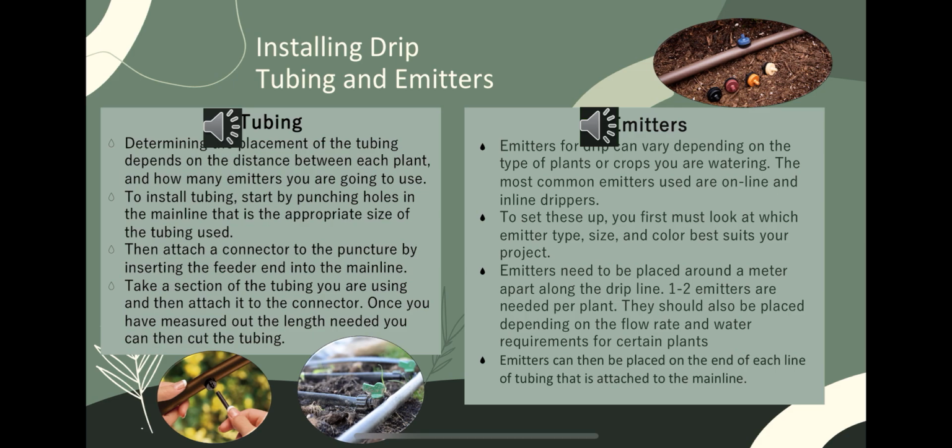used. You then attach a connector to the puncture that you just made by inserting a feeder into the end of the main line. Take a section of the tubing you are using to attach it to the main line, then attach it to the connector. Once you have measured out the length you need, you could then cut the tubing.